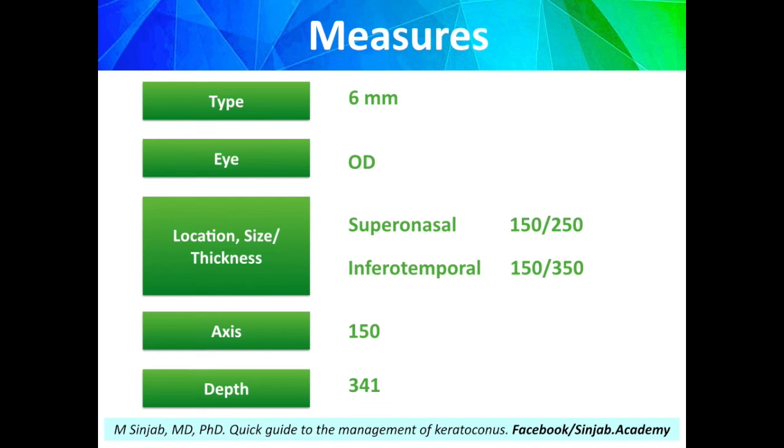And if we are going to use the 6 millimeter type in the right eye, we will have two segments. One is superior nasal, 150, 250 microns, and the other one is inferotemporal, 150, 350 microns, around the axis 150, with a depth of 341.